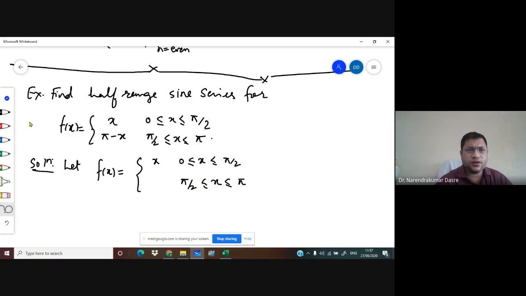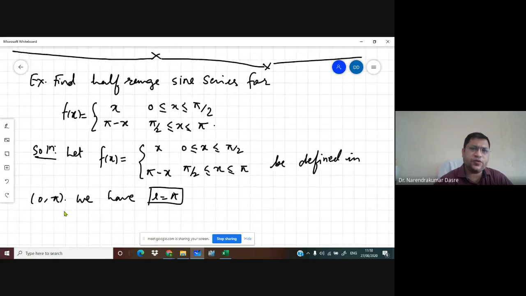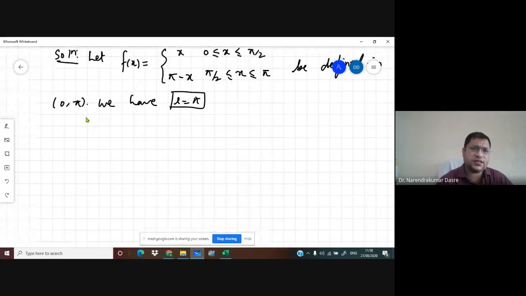Okay, so here we have the value. This is pi minus x. Okay, so we can write f defined in 0 to pi, and hence we have L is equal to pi. So now we have to find out the half range sine series.